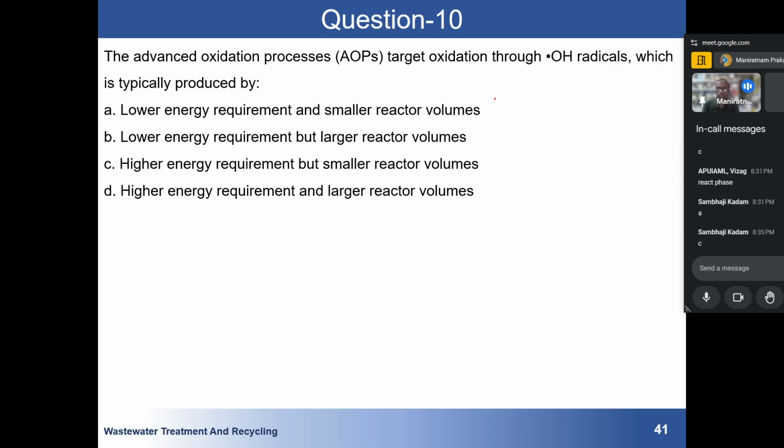Then we have advanced oxidation processes, targeting oxidation through OH radicals, which are produced by... I have not discussed this during this lecture, but if you have gone through the lectures uploaded on NPTEL, then you will be able to answer it.